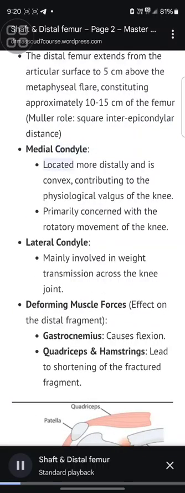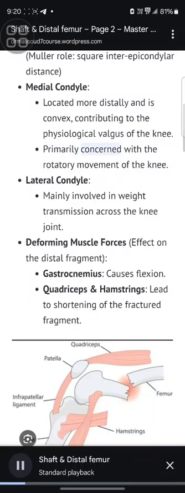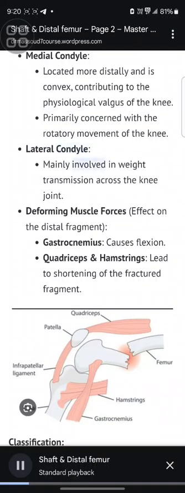Medial condyle, located more distally and is convex, contributing to the physiological valgus of the knee. Primarily concerned with the rotatory movement of the knee. Lateral condyle, mainly involved in weight transmission across the knee joint.